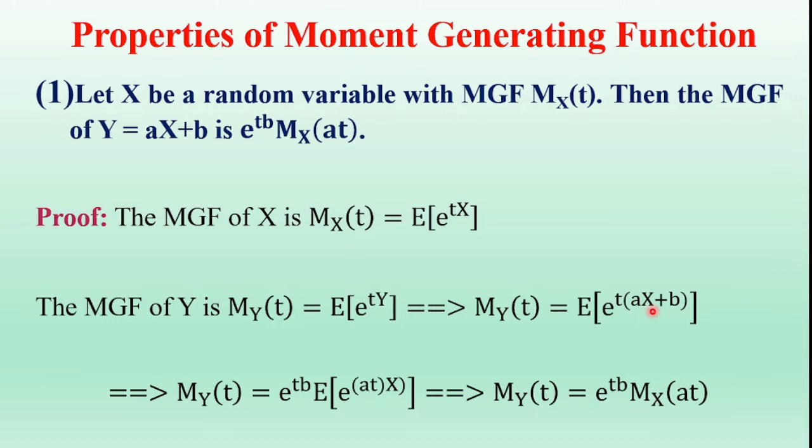Using the properties of expectation, the expectation of aX is a into expectation of X. Now here e power tb is a constant. Using that property, expectation of e power atX into e power tb is written as e power tb into expectation of e power atX. From the definition of moment generating function, expectation of e power tX is M_X of t. So using this definition, expectation of e power atX is M_X of at. Therefore, M_Y of t is equal to e power tb into M_X of at. So this is the first property.